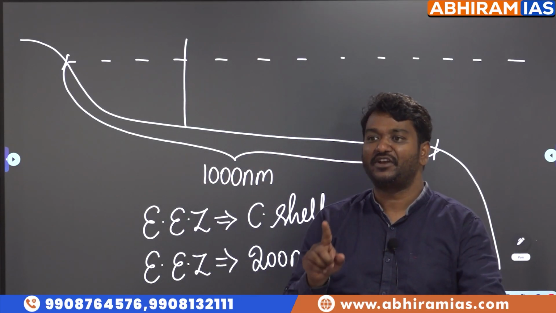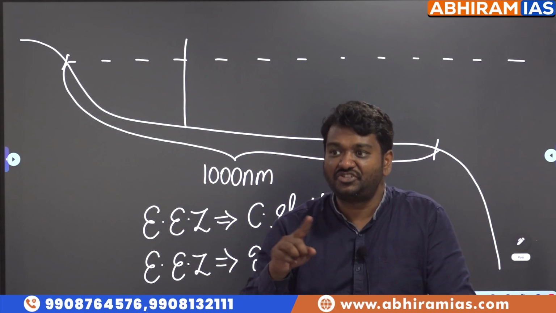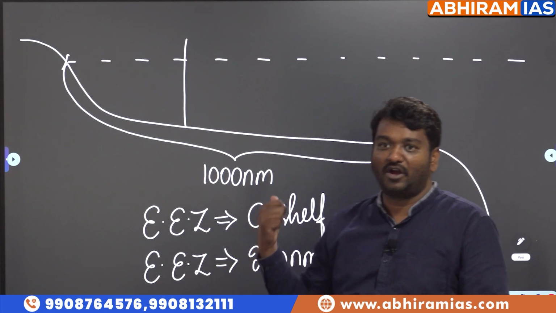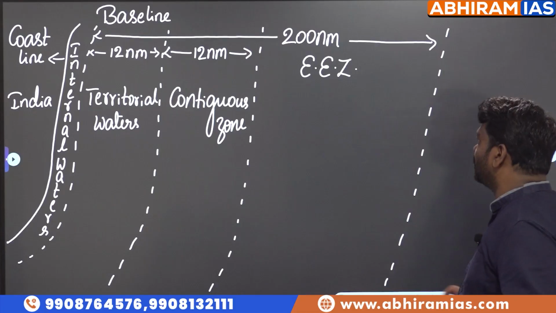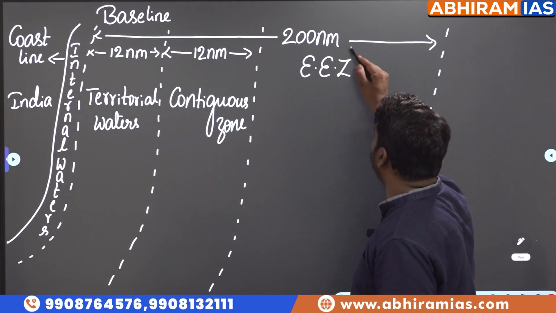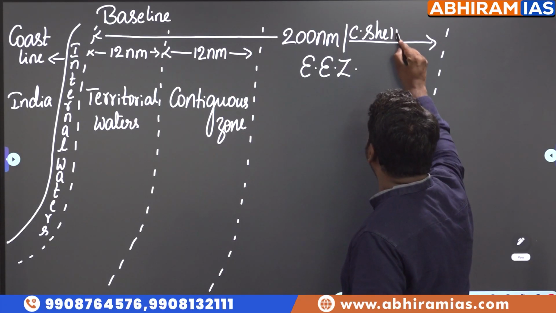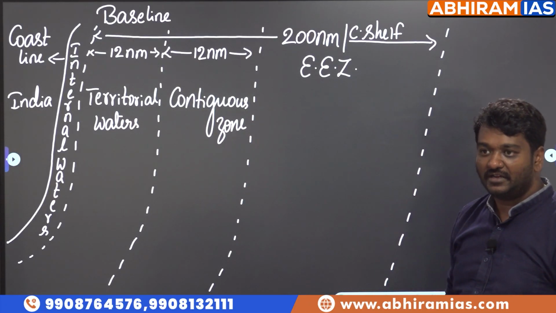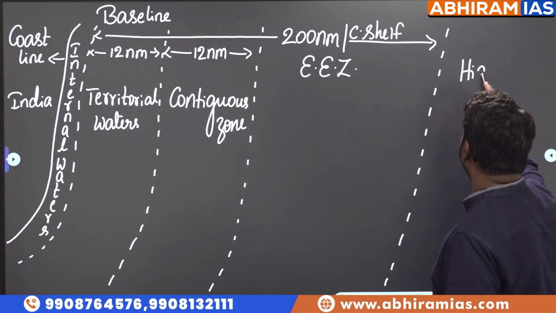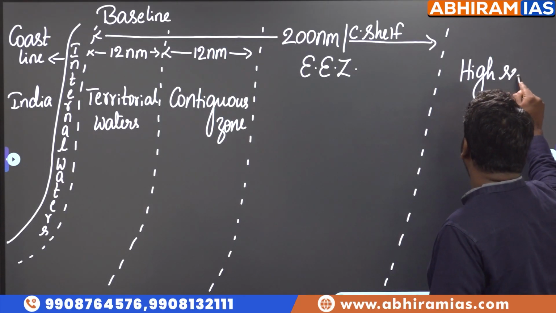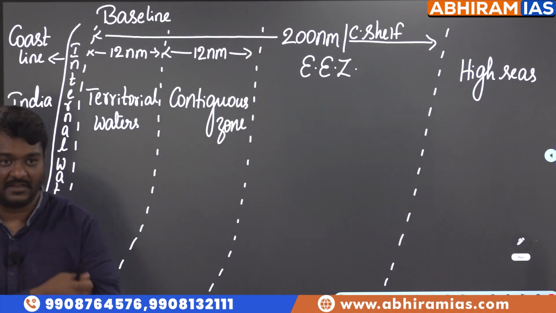Exclusive economic zone, is it always 200? It changes along with continental shelf. Okay, so this was accepted. So you tell me guys, exclusive economic zone is either 200 nautical miles or we say continental shelf. Beyond this, whatever area is there, it is called high seas. What is it? High seas.